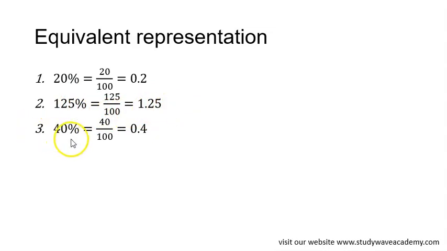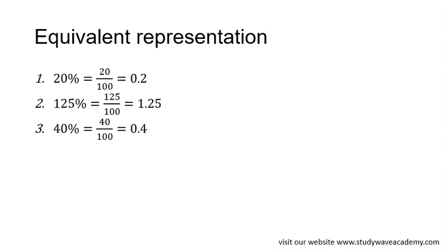Easy. 40%. 40 over 100, 0.4. This is the same as this. They may look different, but they are the same thing. Okay? They look different, but they mean the same thing. They represent the same thing. If you have 50%, it is 50 over 100. In decimal it is 0.5. Do you understand? If you have 25%, it is 25 over 100, and in decimal it is 0.25. Easy. Okay?